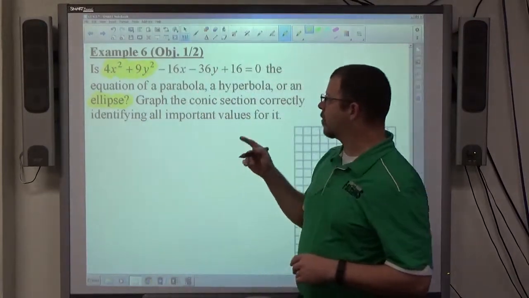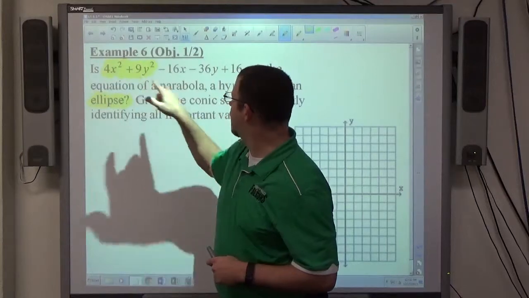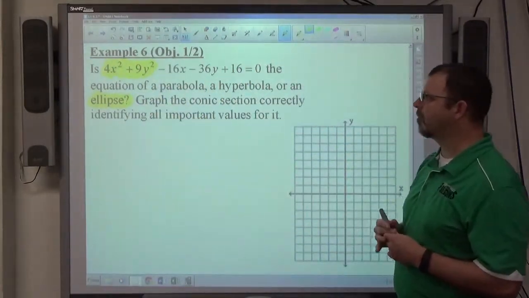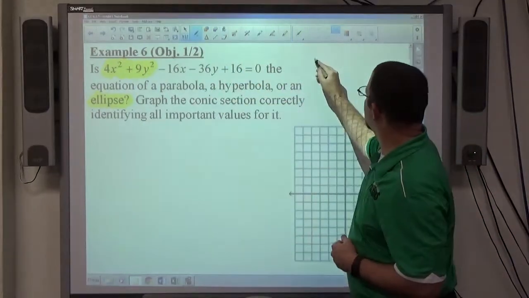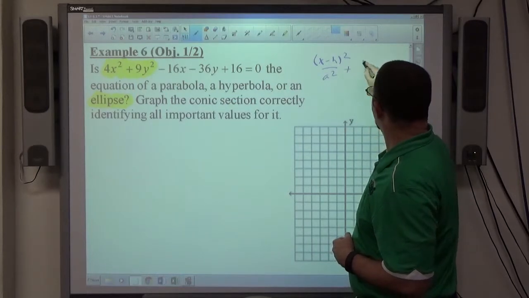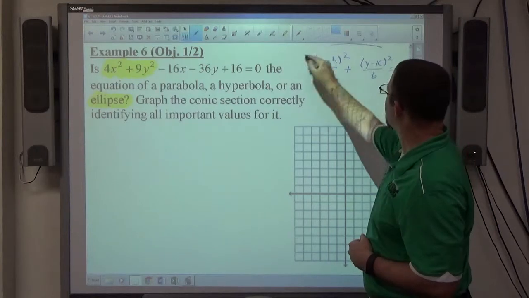If both x and y are squared, it's either an ellipse or a hyperbola. With an ellipse, we have the same sign, and with a hyperbola, different signs on the x squared and y squared terms. So it's going to be an ellipse, and we're going to create the ellipse standard form. It's supposed to look like x minus h, the quantity squared, over a squared, plus y minus k, the quantity squared, over b squared equals 1.